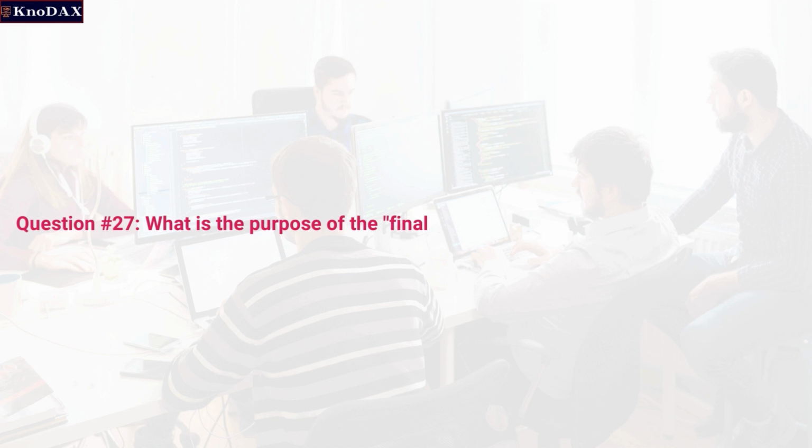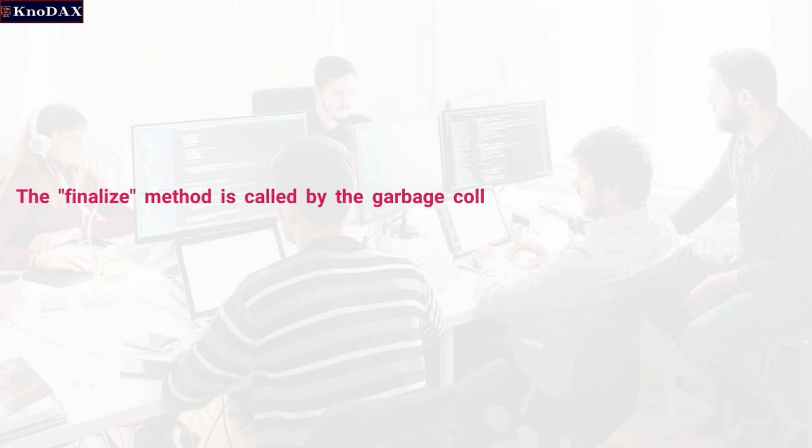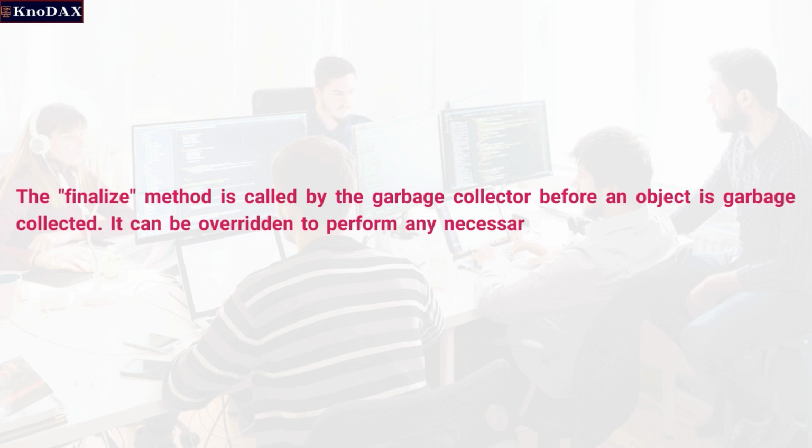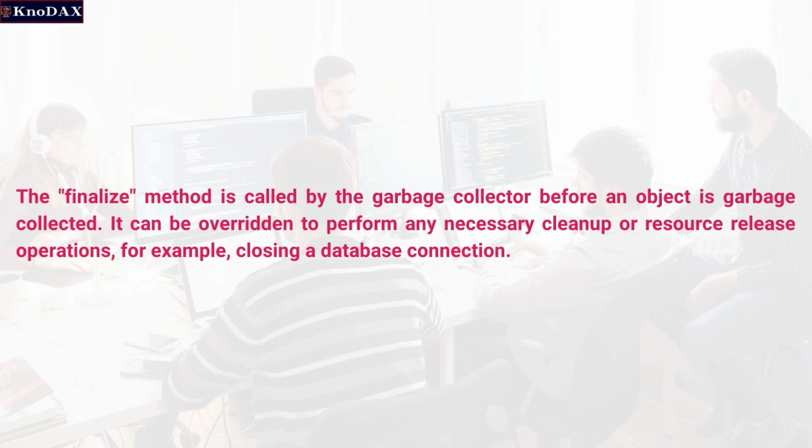What is the purpose of the finalize method? The finalize method is called by the garbage collector before an object is garbage collected. It can be overridden to perform any necessary cleanup or resource release operations, for example, closing a database connection.